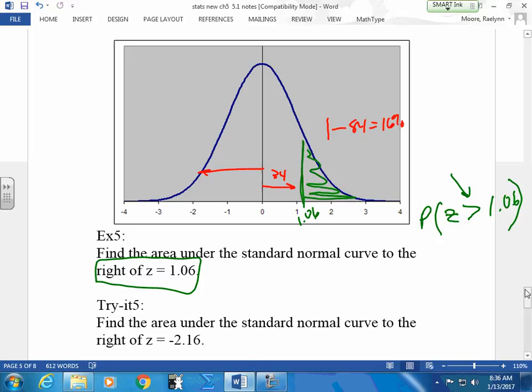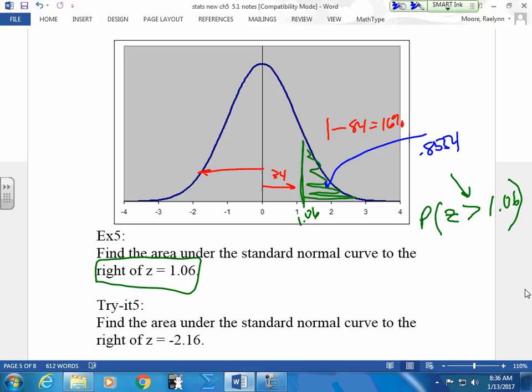Look up the number 1.06. Go to your positive side and look up the number 1.06. What do you get? 0.8554. Could that be the size of this area? No. That is exactly what Sarah said. It is the area to the left.